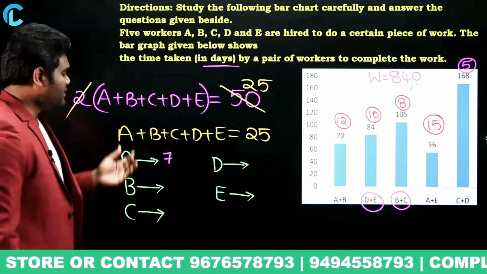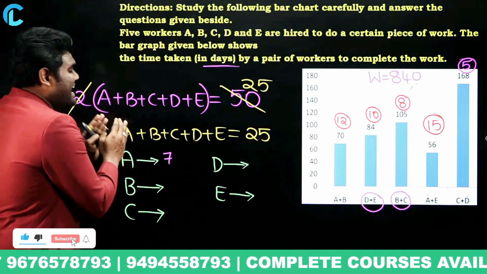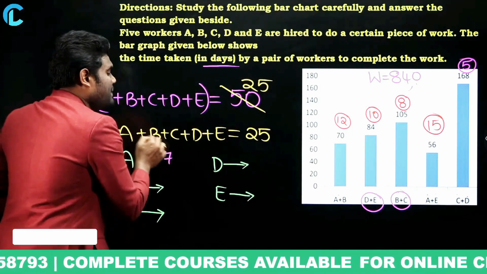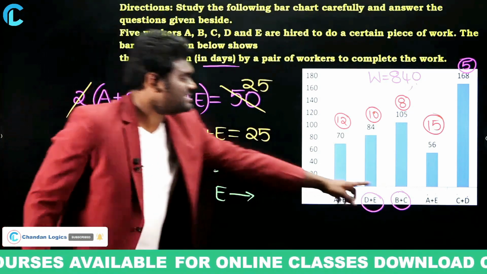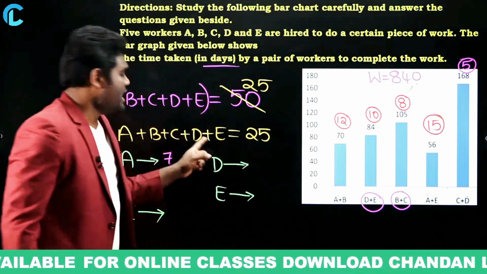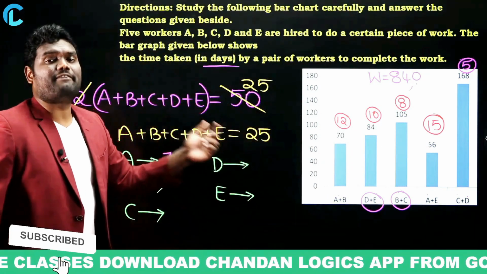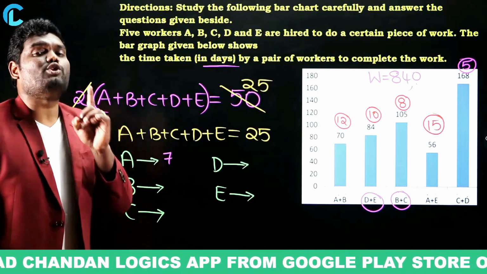Is that clear? Now if you observe here, A, B, C, D, E combined is 25. If I need to know A alone, I need to subtract B plus C plus D plus E. Yes or no? B plus C is how much? 8. D plus E is how much? 10. So 10 plus 8 means 18. From 25 if I subtract 18, then I will get 7. So A's efficiency is 7 units per day.